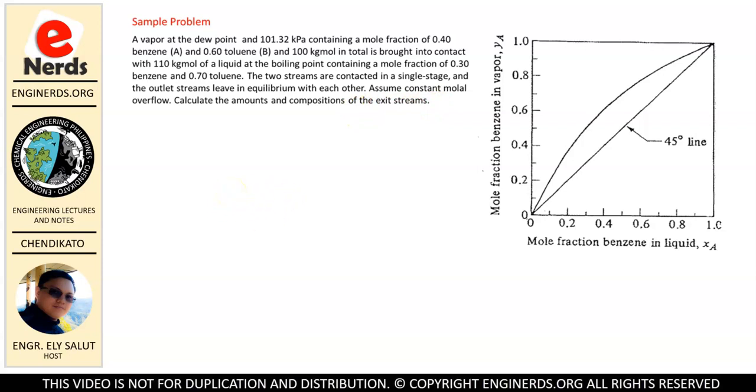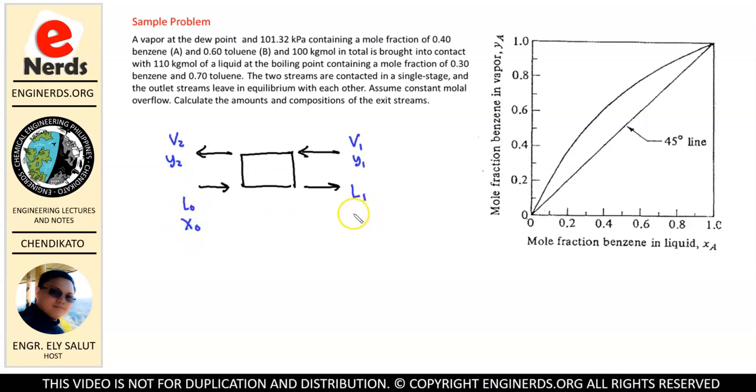Okay? So, para mas madali natin siyang ma-visualize, let us draw muna yung ating situation in here, no? So, let's say, ito yung ating process. And then, may pumapasok tayong liquid and vapor. Okay? And dito naman yung lumalabas na vapor at dito yung lumalabas na liquid natin. No? Okay, so gamitin na rin natin yung mga variables na kanina ang ginamit natin. So, for our entering liquid, we have L sub 0. And for entering vapor, we have V sub 1. And for the leaving vapor, we have V2. And for the leaving liquid, we have L sub 1. And similarly, our mole fraction here is Y1 for the vapor, Y2 for the vapor. And for the liquid, we have X sub 0 and X sub 1.